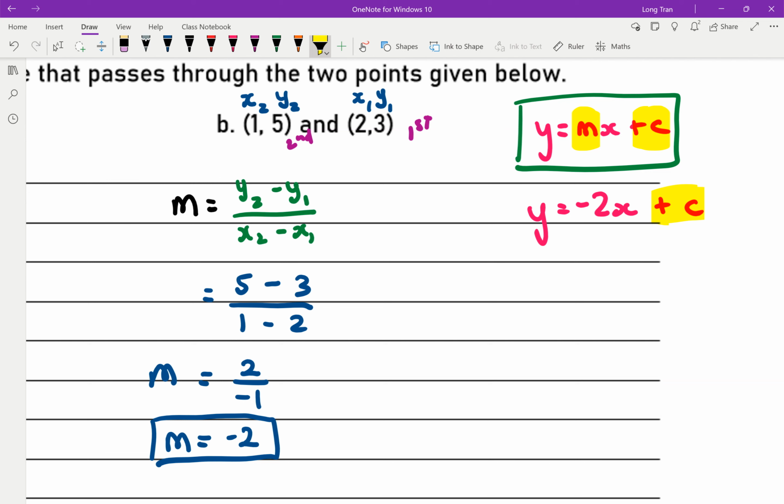So what were my notes again? How do you find c? What did you have to do? What do you do now? So you found m.